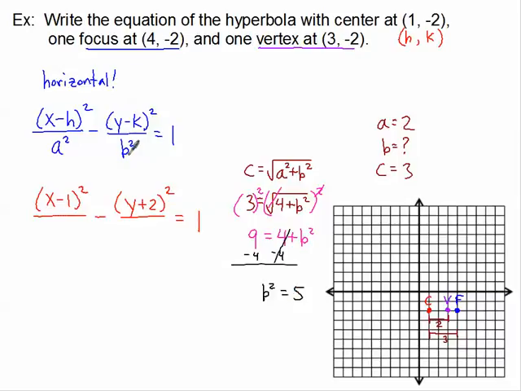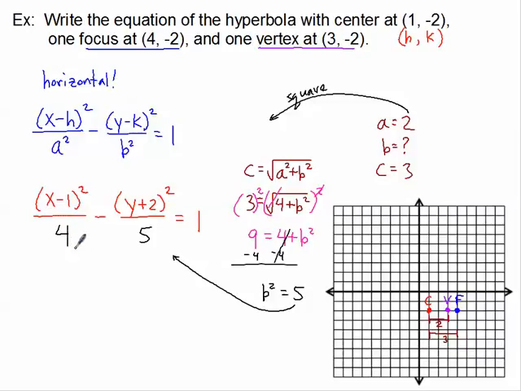I know that since this is horizontal, the b squared is with the y. So b squared will go right on here. It's 5. And I'm missing a squared, but I think I have a over here, and I do. So I'm going to square this to put this into our equation right here. And 2 squared, of course, is 4.